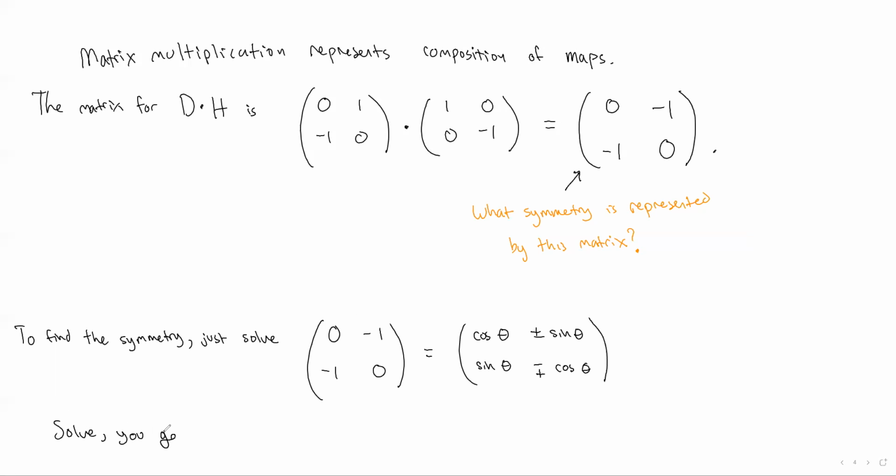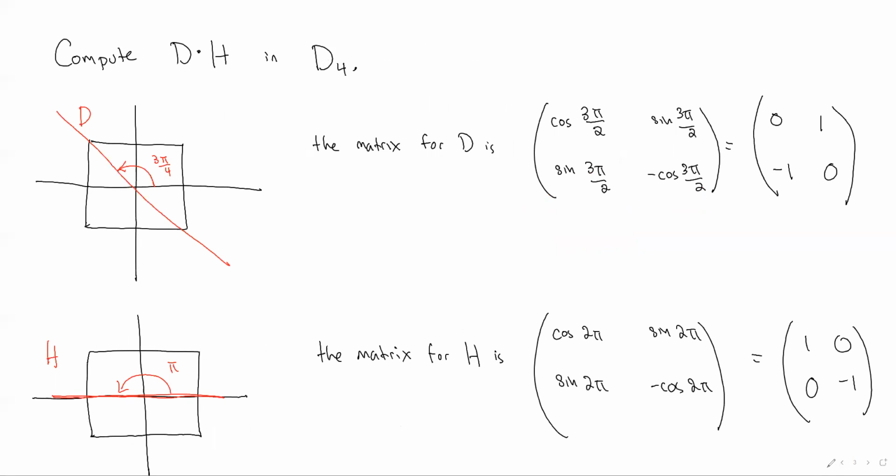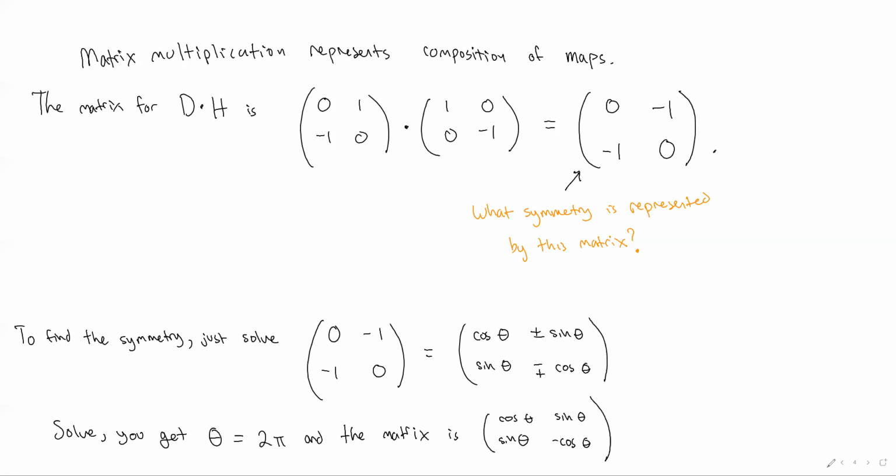you get theta equals 2 pi, and the matrix is cos theta, sine theta, sine theta, negative cos theta. Something seems wrong. Does anyone see any mistakes I made? Doesn't seem right to me. Yeah, the product of two reflections is a rotation.